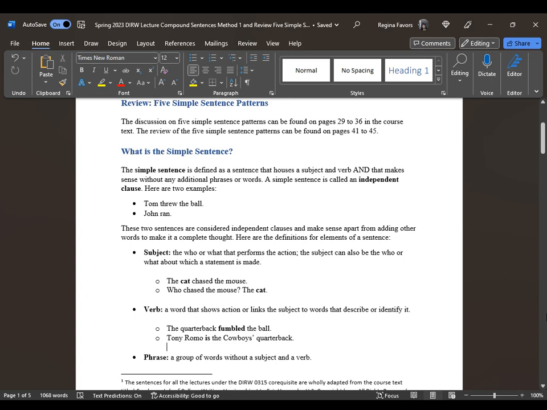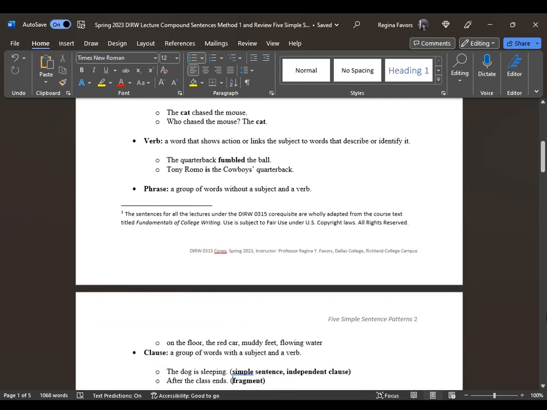And then we have subject. Always remember that the subject performs the action. So the who or what that performs the action. So the cat chased the mouse. Who chased the mouse? The cat. Verb, a word that shows action or links the subject. So it can be a regular verb in different tense forms, and then it can be the verbs that are part of the be verb family: is, am, are, was, and were. So the quarterback fumbled the ball. Tony Romo is the Cowboys quarterback.